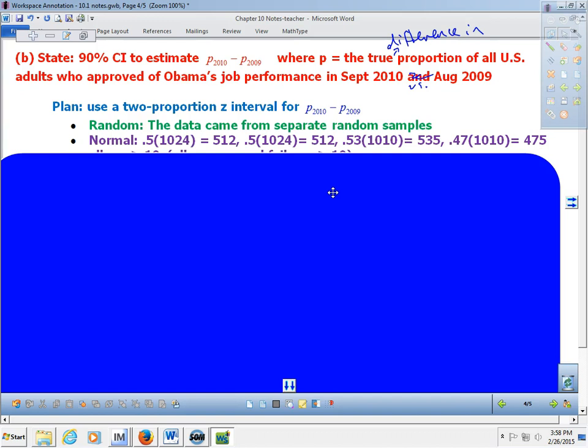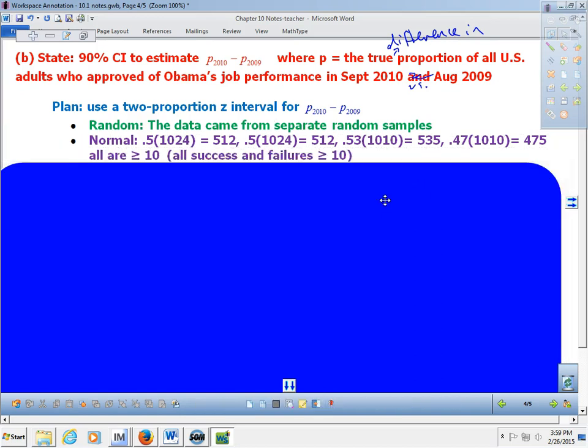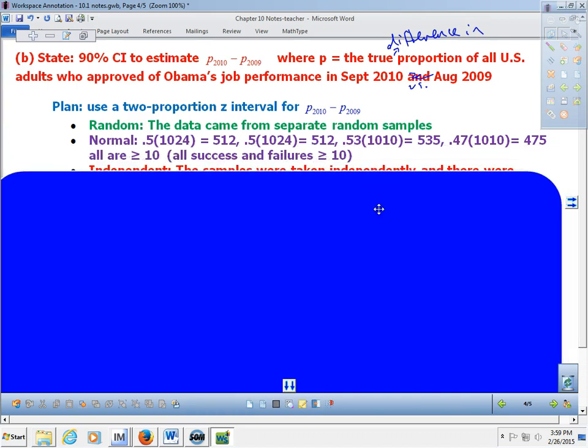Unfortunately, here we don't. So in the 2010 poll, 50% approved. So 0.5 times the 1,024, and 0.5 times the 1,024, both of those are bigger than 10. And then your p hat for 2009, which was 53%, so 0.53 times 1010 and 0.47 times 1010 gives you 535 and 475 there. All of those are bigger than 10, so we can assume that our sampling distributions are going to be normal.